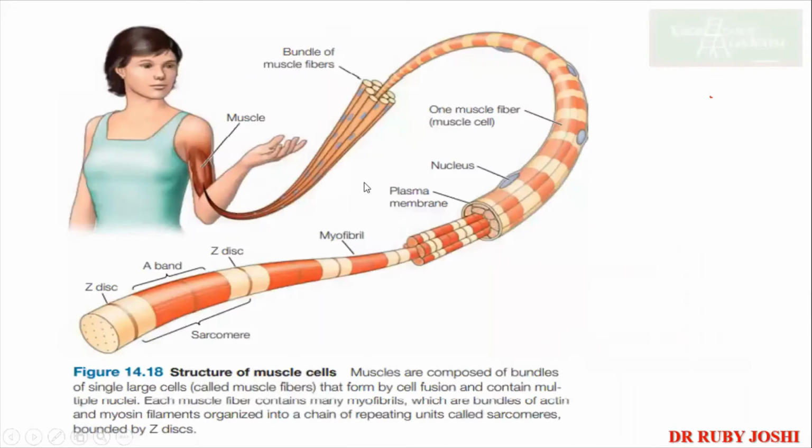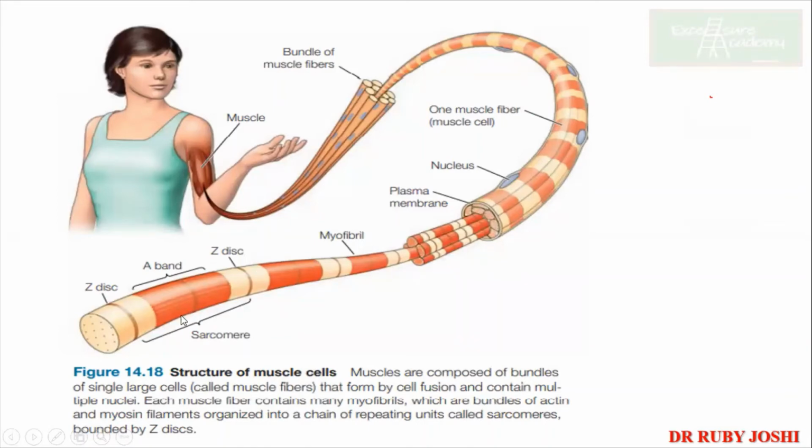Okay, look at over here. So here they have taken the muscle. Muscle is made up of bundles of muscle fibers. Each muscle fiber again has so many cells together. Then they have the plasma membrane, then the myofibril, and what we see is each sarcomere. So sarcomere matlab kya hua? The unit between the two Z discs.